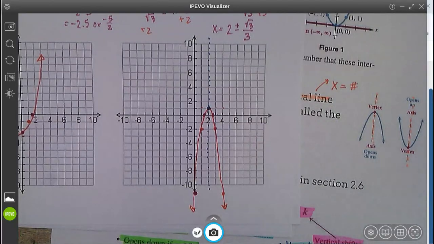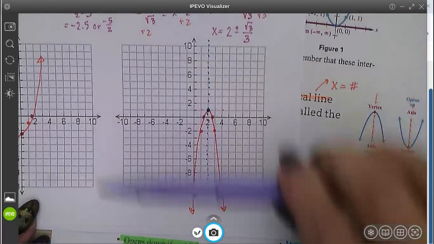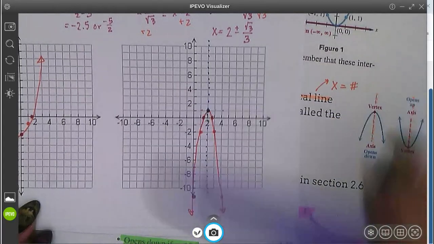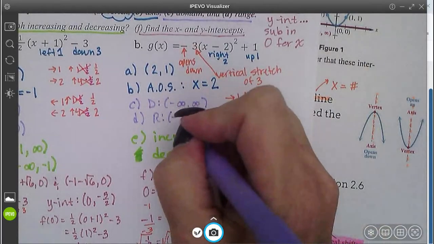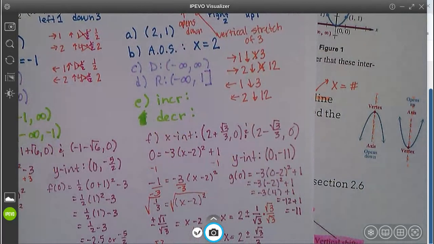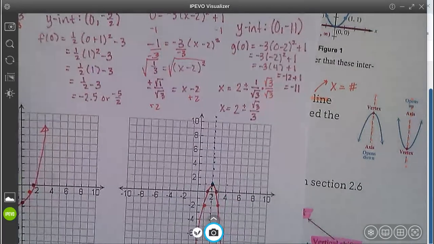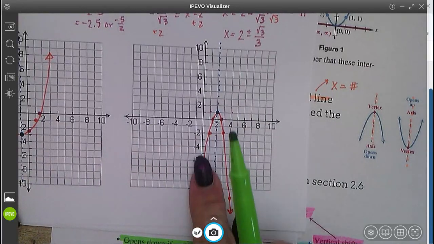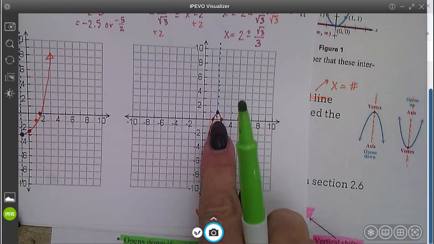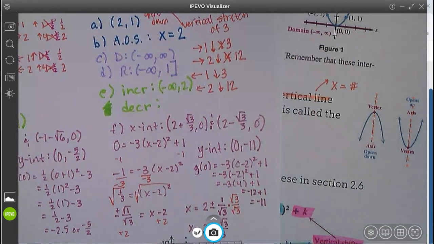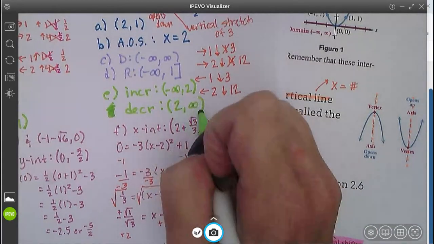And now I can get the range pretty easily, bottom to top. The lowest y value is negative infinity, and the highest y value is right here at 1. So the range will be negative infinity to 1 with a bracket. And then increasing and decreasing. This parabola, if you start at the left arrow, it's increasing first. So it's increasing from negative infinity until the x value where it turns around, which is at 2. So we are increasing negative infinity to 2, and then we are decreasing from 2 to infinity.